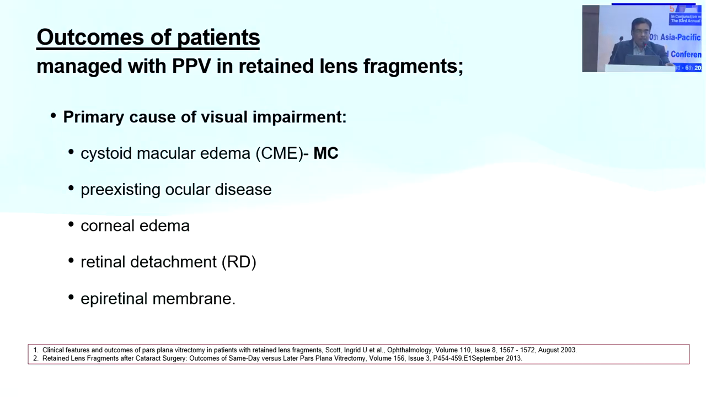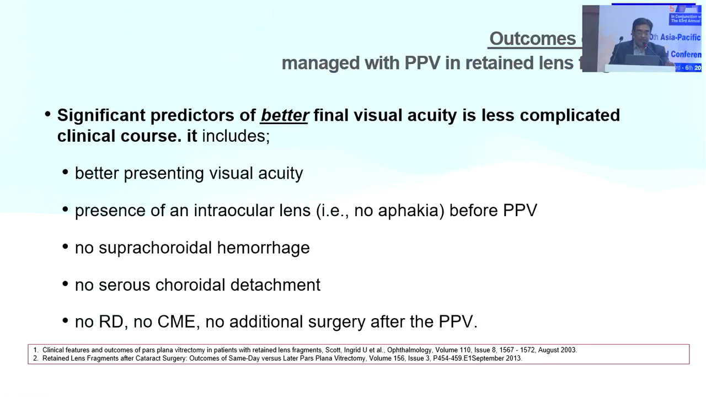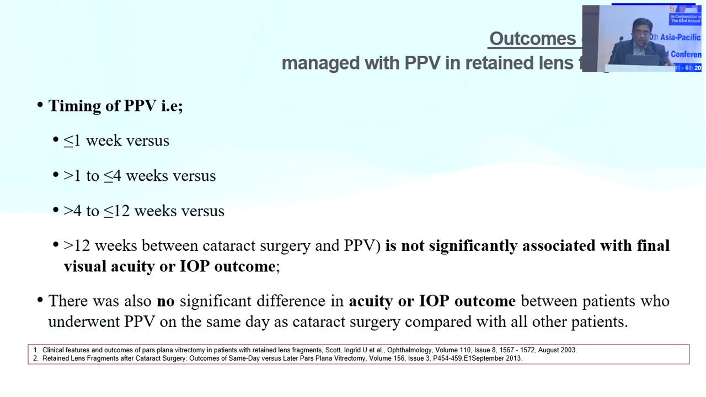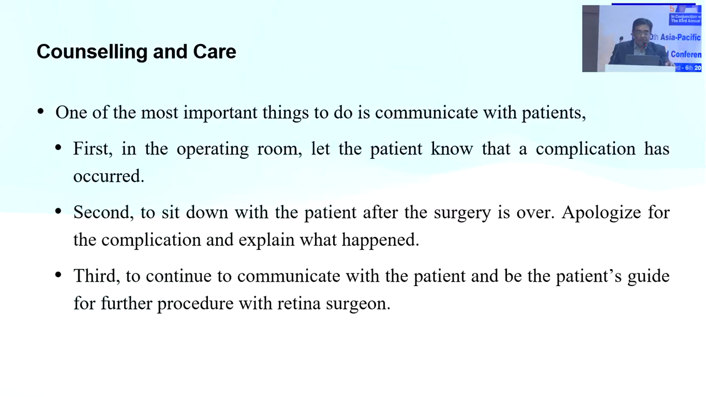Outcome: the primary causes of visual impairment in nucleus drop are cystoid macular edema, pre-existing ocular disease, corneal edema, retinal detachment, and epiretinal membranes. Significant predictors of better visual acuity are better presenting visual acuity, presence of an intraocular lens, no suprachoroidal hemorrhage, no RD, no CME, and no additional surgery. There is no significant association with final visual outcome, and IOP outcome depends on the timing of the surgery, whether within a week or more than 12 weeks.